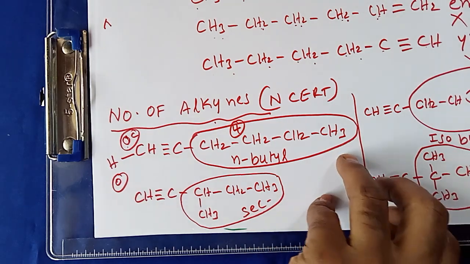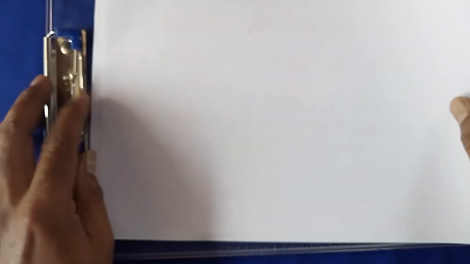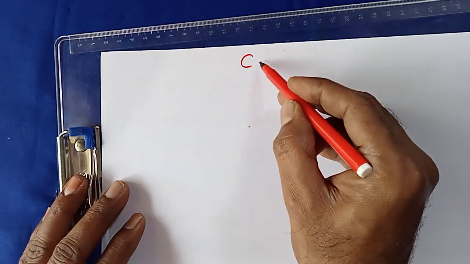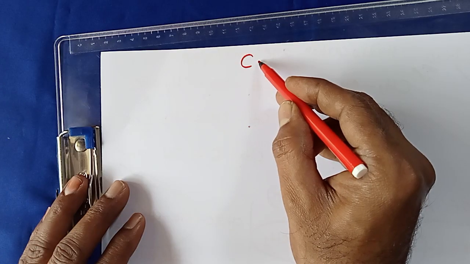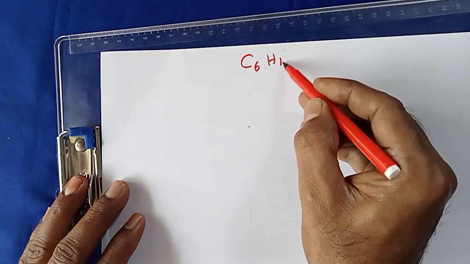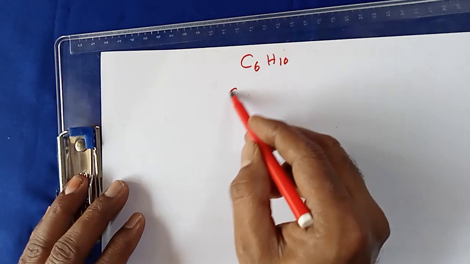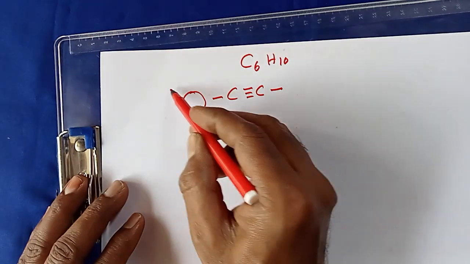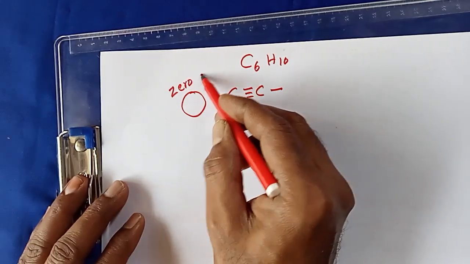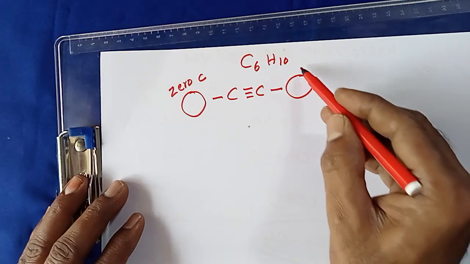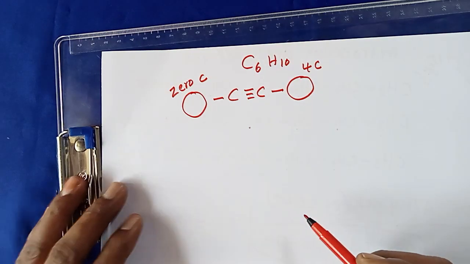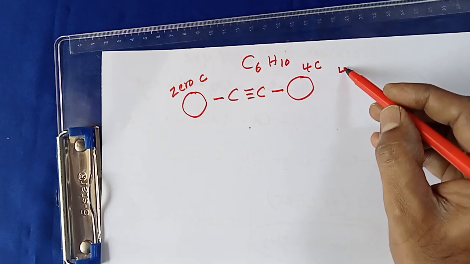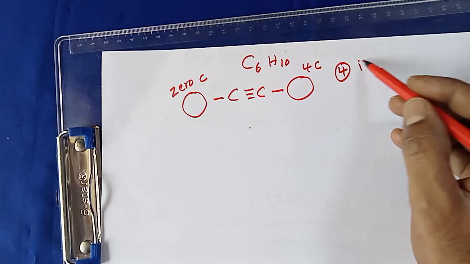So here see step 1, it is the first step. In the first step, what is the formula? C6H10. What I written first? C triple bond C you write. For C triple bond C, this side how many carbons? 0 carbons. And this side how many carbons? 4 carbons. This is completed. How many does it give rise to? 4 isomers. It gives 4 isomers.